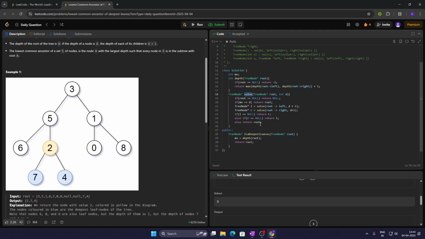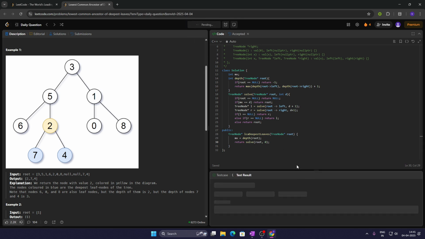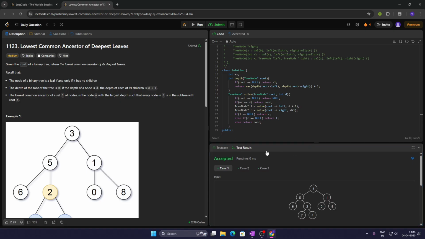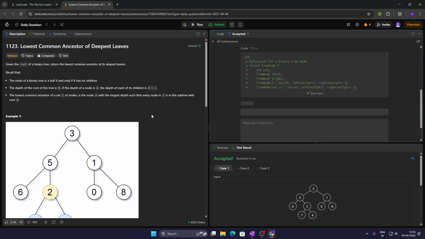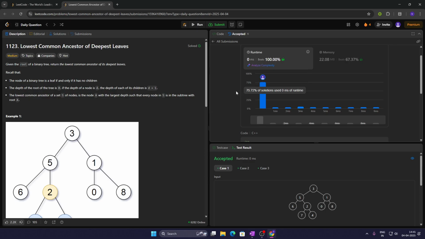Then we have to call this function. So pass root, and we also have to pass the depth of the root. The depth of the root is 0. So let's check for any errors or not. Yeah, it's accepted, and submitting. Yeah, accepted, 100% faster than everyone.